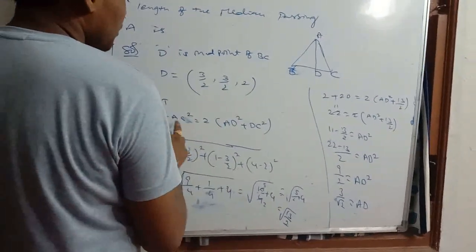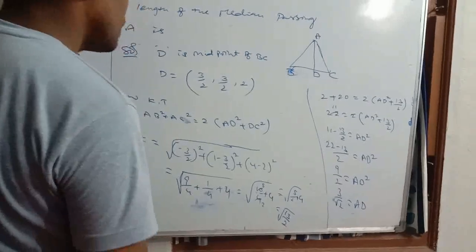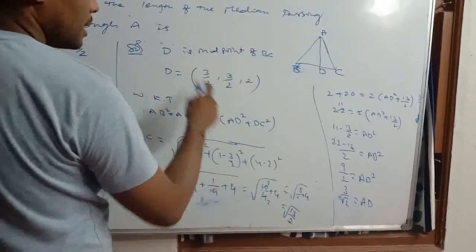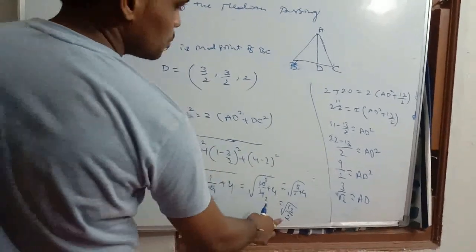Another property, AB square plus AC square is equal to 2 into (AD square plus DC square), through the median A. Now this is the distance between B and C. Now the DC value is root 13 by 2.